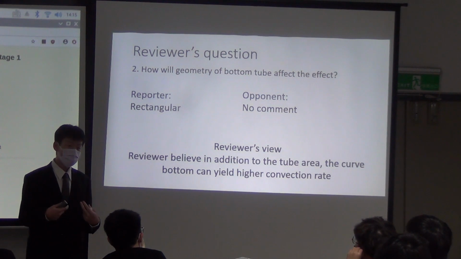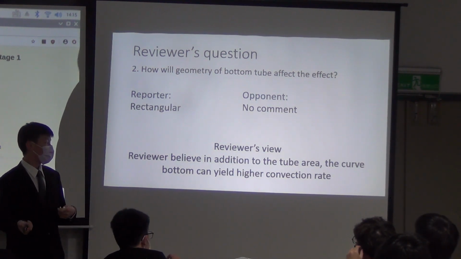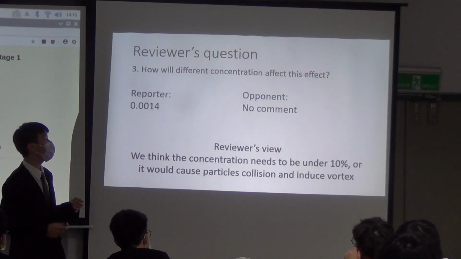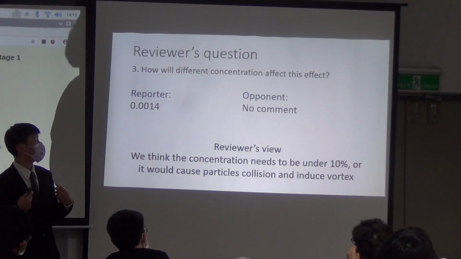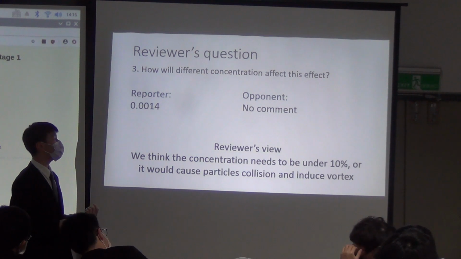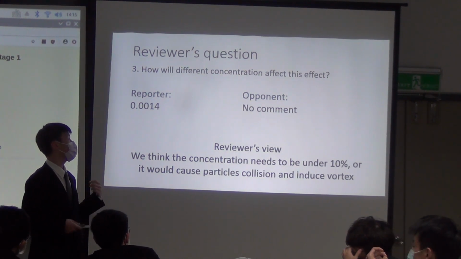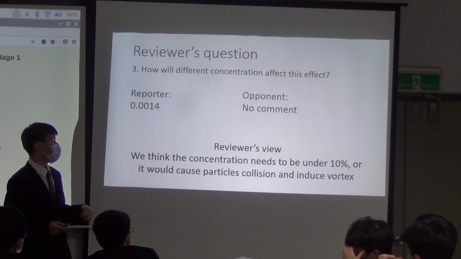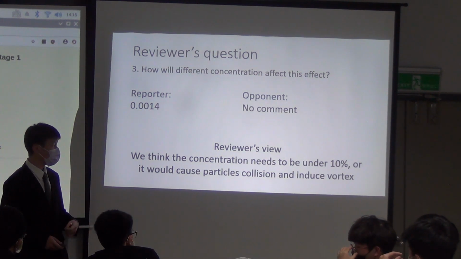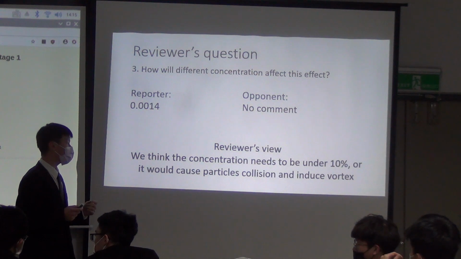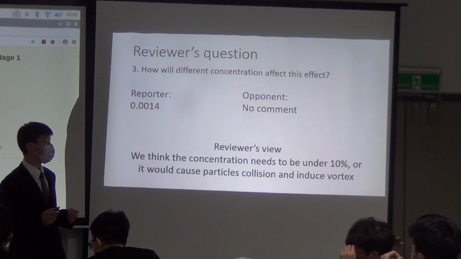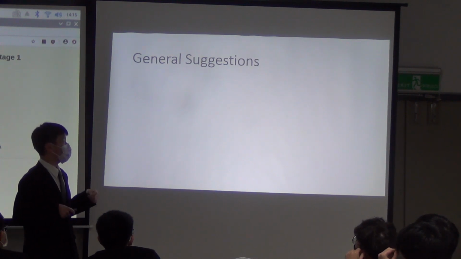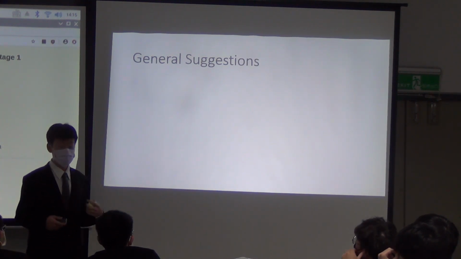In the reviewers' view, we believe that in addition to the tube area, a curved bottom end can yield higher convection rates. And the third question that we asked was how different concentrations affect the results. The reporter answered 0.0014 and the opponent didn't answer. In our reviewers' view, we think that the concentration needs to be under 10% or it will cause particle collision and induce vortices. And here are some missed points, and here were general suggestions.